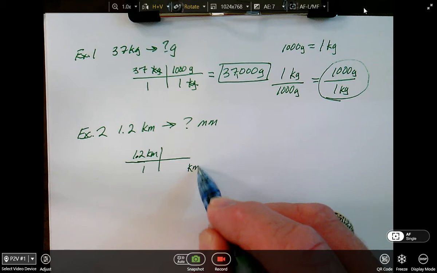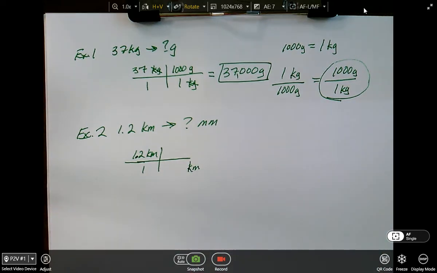Kilometers automatically go down to the bottom right box. Now we need to ask ourselves a question. Do I know how many millimeters are in a kilometer?